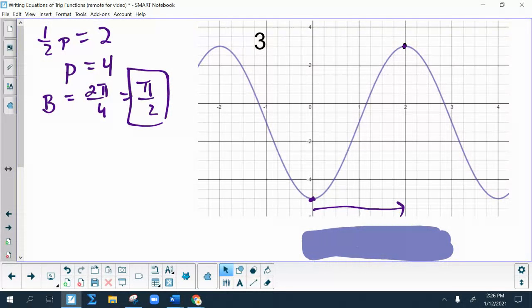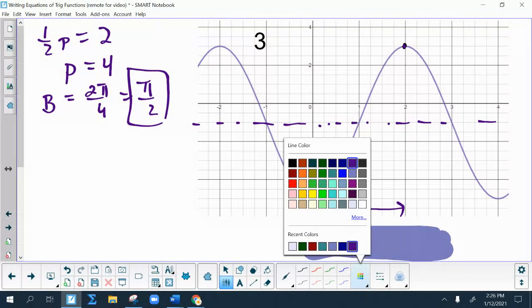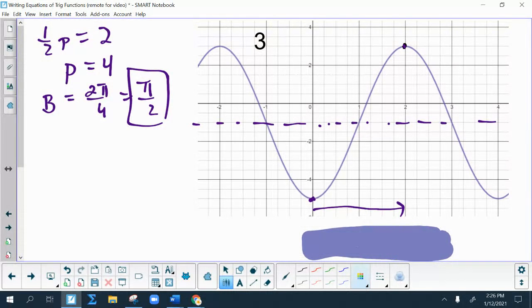There is no shift right or left, so nothing else is going to change inside with the x. But I do need to find my midline, which you might be able to tell by looking at it. It's at -1, but maybe that's too tricky. So then you just take the midpoint of the top value. So this is at 2, 3, and this is 0, -5.